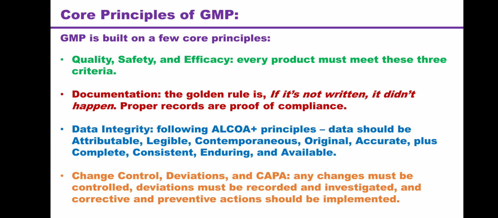And finally, change control, deviations, and CAPA. Any changes must be controlled, deviations must be recorded and investigated, and corrective and preventive actions should be implemented so that we can avoid the future reoccurrence of problems, incidents, or deviations.